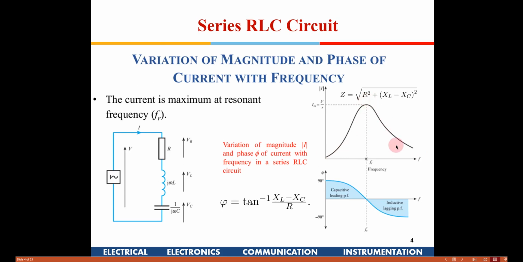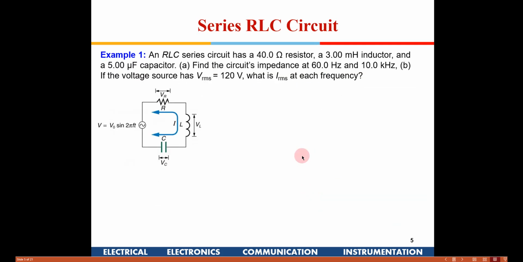So this is the nature of the impedance, and the impedance will be exactly opposite, inverted, of the current curve. This is the nature of the current with respect to the frequency, how the current is going to vary as you keep increasing your frequency from 0 to infinity, and this is what happens with the phase of the circuit. So this is about a series RLC circuit.